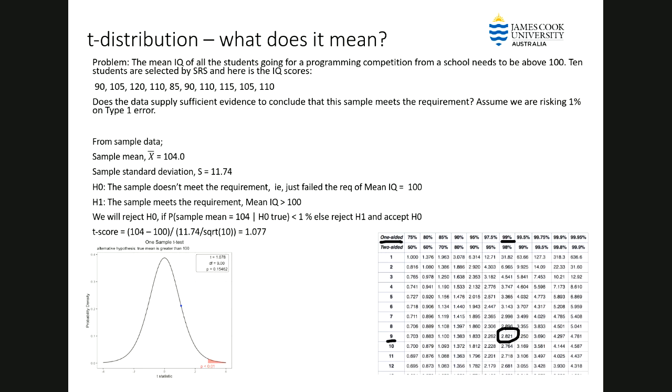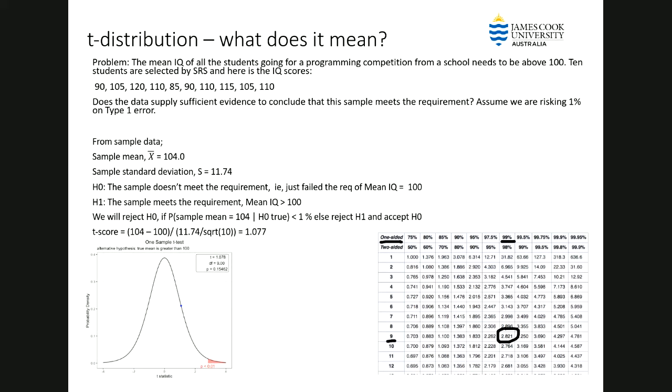The question in this case is, in a school scenario, a school is making a programming team to be sent for a programming contest. They are asking that the mean IQ of all the students going for a programming contest from the school needs to be above 100. Okay. So 10 students are selected by simple random sampling, and here is their IQ score. So we got the IQ scores of 10 students.